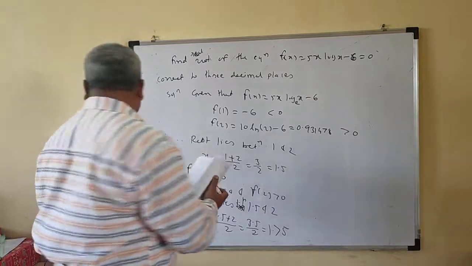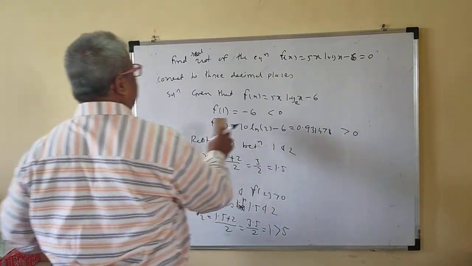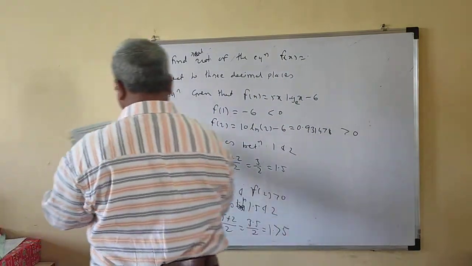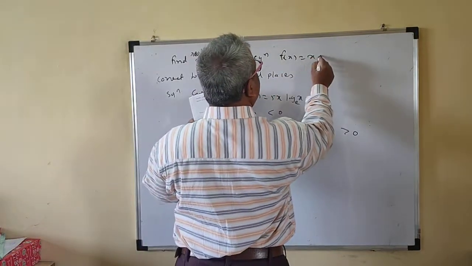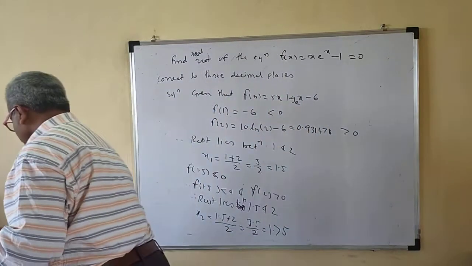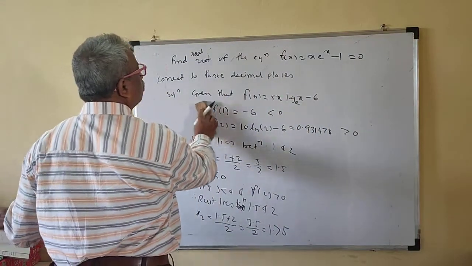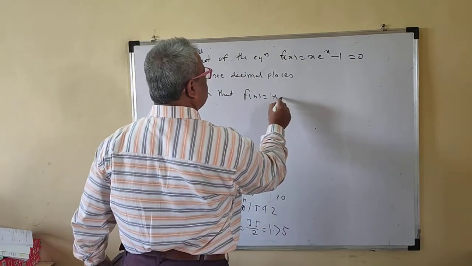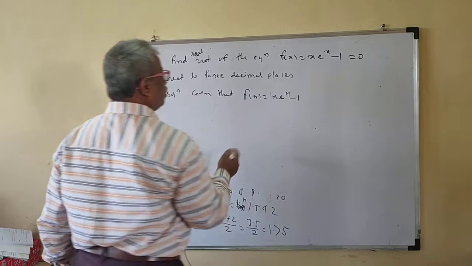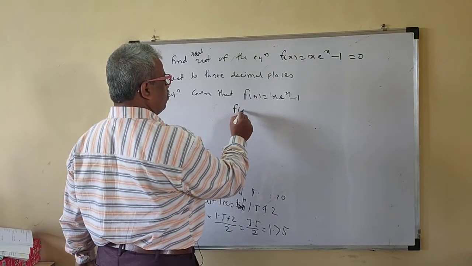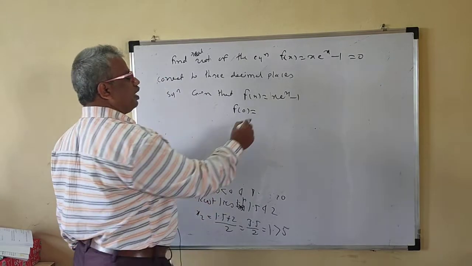Now same thing here. Find the real root of the equation. Suppose this equation is given: x e raised to x minus 1 is equal to 0. Now the scientific calculator is provided to you. Easily you can find the value of f of 0. So f of 0 is minus 1.